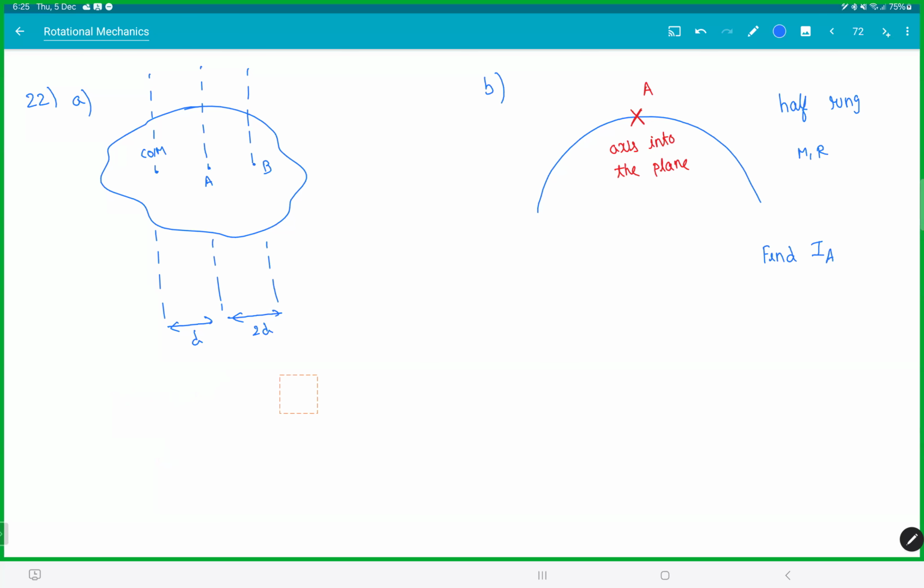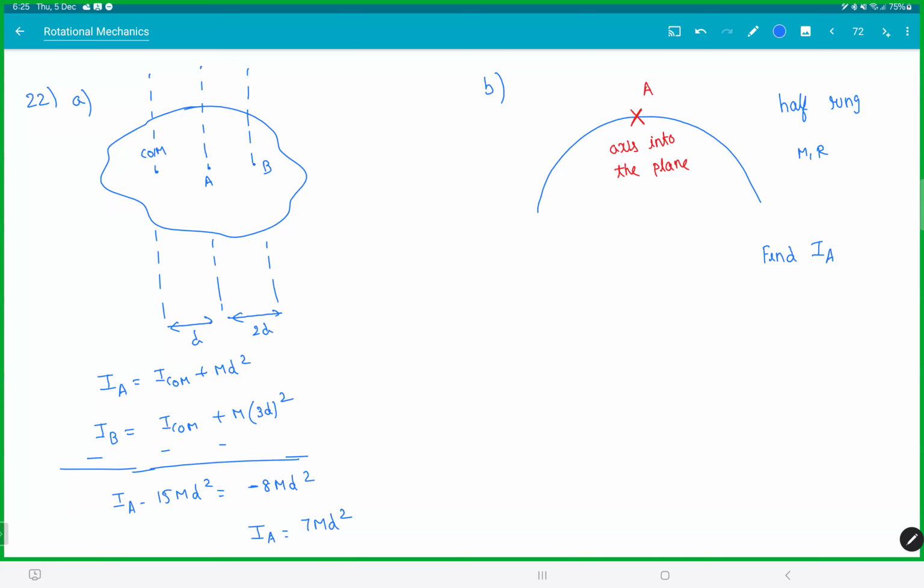So the first one, right, is this. You can't use the formula directly. So IA is I center of mass plus MD square. IB is I center of mass plus M into distance between center of mass and B, that is 3D whole square. You cannot write between A and B directly. So now subtract them. Then we get IA minus IB, given 15 MD square. I center of mass will cancel. This is minus 8 MD square. So we get IA is equal to 7 MD square. How are both the questions related?